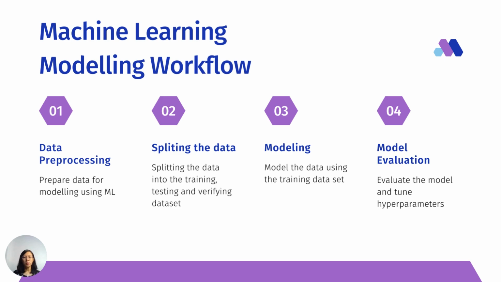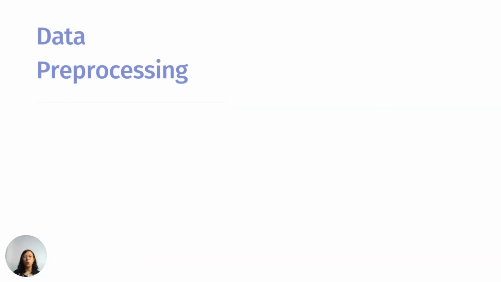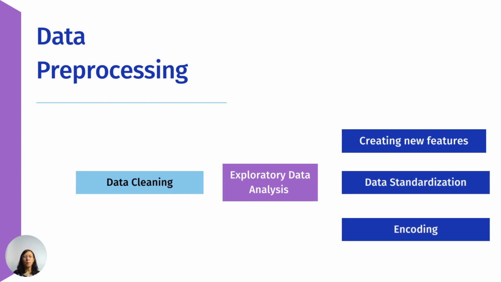Next, we split the data into training dataset, testing dataset, and verifying datasets before we do the modeling. Model evaluation is to make sure that the accuracy of the model meets the requirements from the business perspective, and then we fine-tune the hyperparameters to improve the accuracy. So in this course, we are going to learn more about data preprocessing.